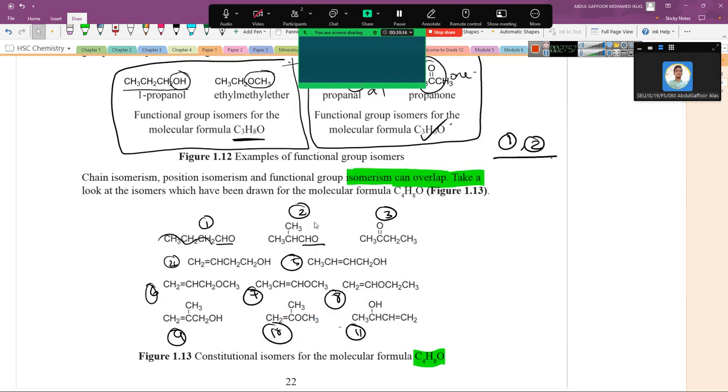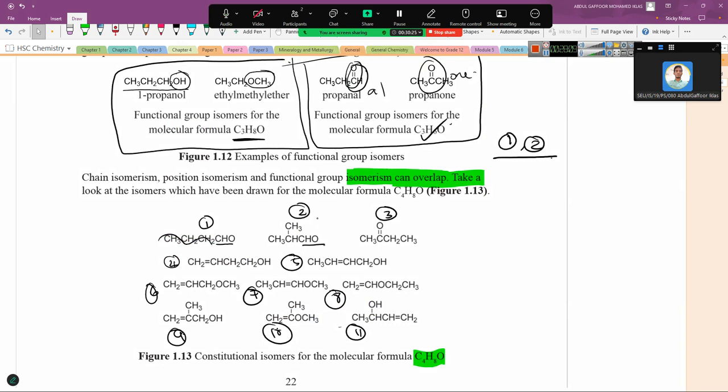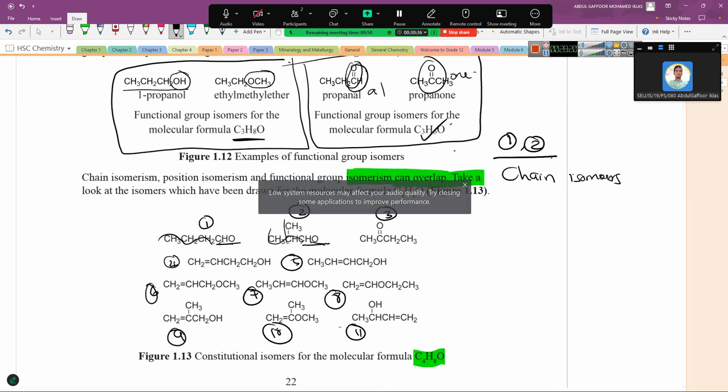Okay. So between structures 1 and 2, can you identify the constitutional isomers they share among themselves? Here the functional group is the same, right? The functional group is the same, but the only thing is the chain is different. So these are chain isomers. And the functional group in both structures is on the first carbon, so that is not a position isomer either.